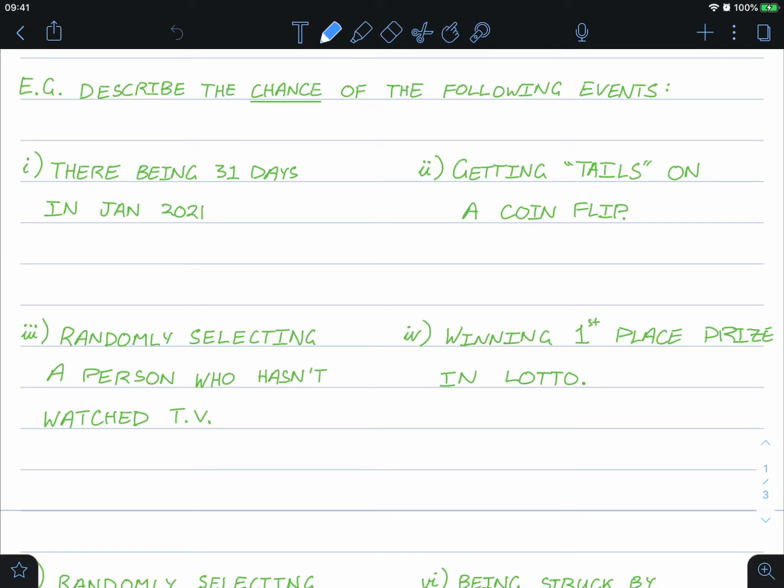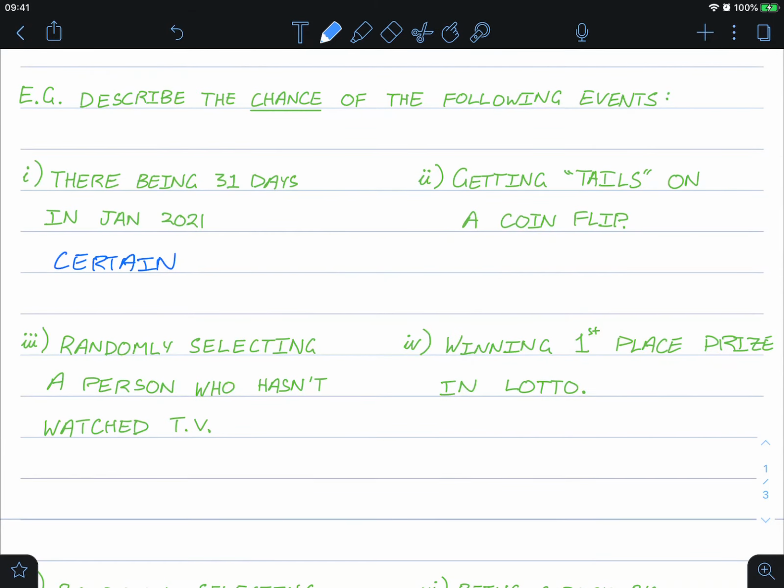Well, in case you don't know, January always has 31 days. So in this case, the chance that there's 31 days in January 2021, that is certain. You can check your calendar for that one. Getting tails on a coin flip, well, there's a 50-50 chance it's heads or tails. So this is an even chance.